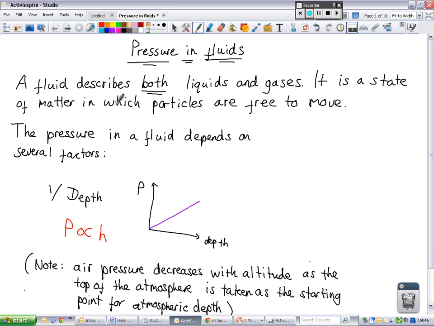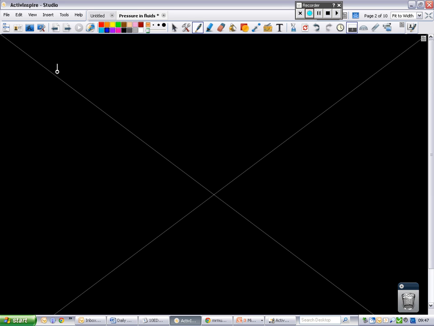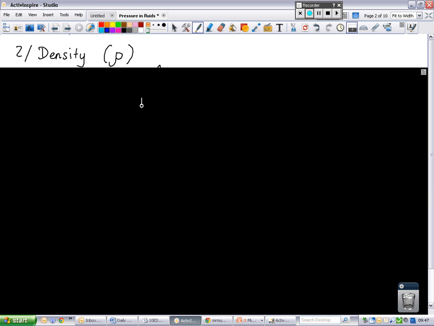So pressure is directly proportional to depth. As you go deeper in the sea, the pressure in the water increases. As we go upwards in the air, the pressure begins to decrease. So we've got a change in pressure as we alter the depth within a fluid, whether it's a liquid or a gas. The second quantity that we looked at was density.